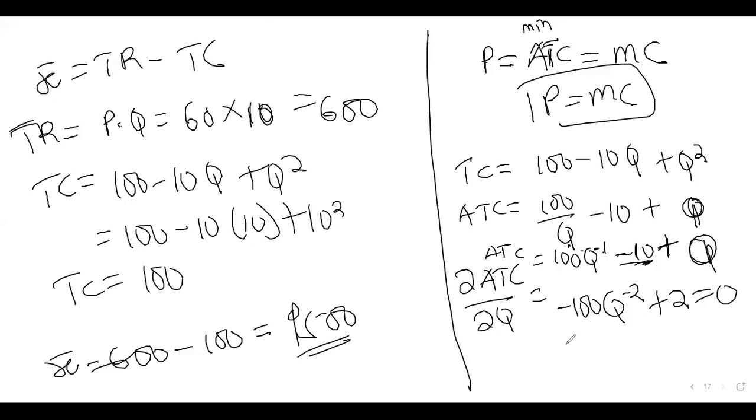So when we differentiate, you get minus 100 Q raised to the power negative 2 plus 1, because the Q here will turn into 1 when you differentiate. It's equal to 0. So we have minus 100 Q negative 2 plus 1 is equal to 0. That means that 1 is equal to 100 Q raised to the power negative 2, right?